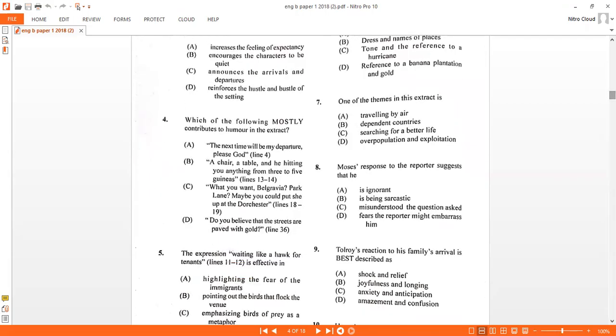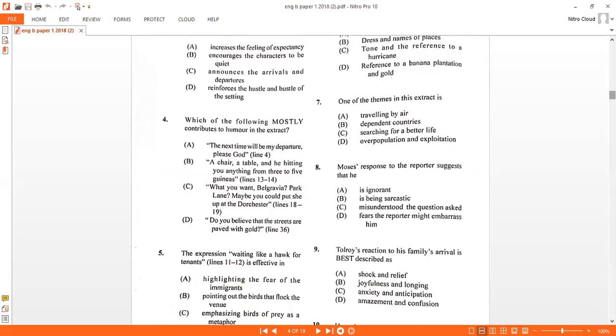Let's go to number 4. Number 4 says, which of the following mostly contributes to humor in the extract? Now, I love this part because when we talk about humor, it does not always mean that someone has to laugh. When something is humorous, you don't have to burst out in big laughter. It could just be seen as funny, or humorous even in a sarcastic way.